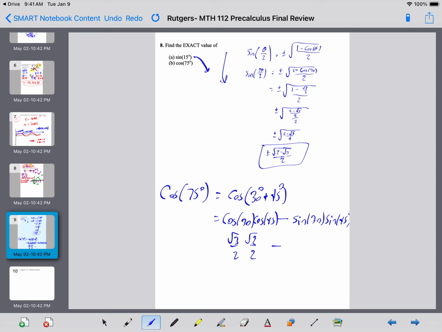sine of 30 is 1/2, times square root of 2 over 2. So then you have square root of 6 over 4 minus square root of 2 over 4. And then that's square root of 6 minus square root of 2 over 4.